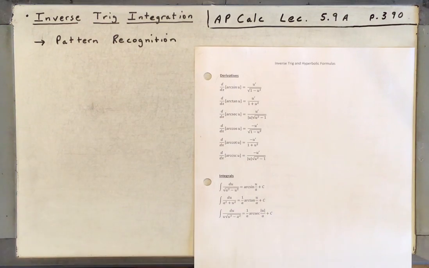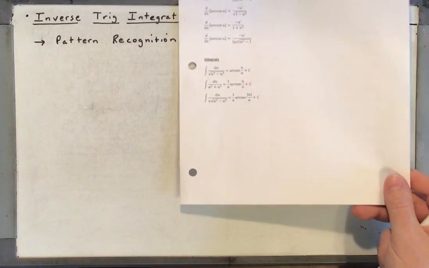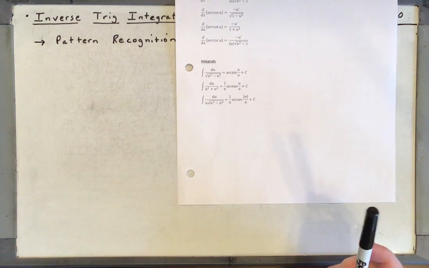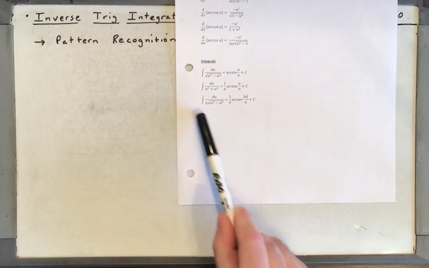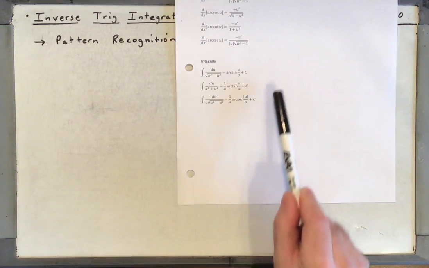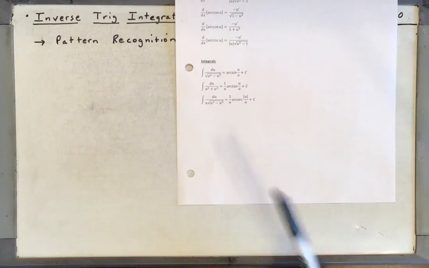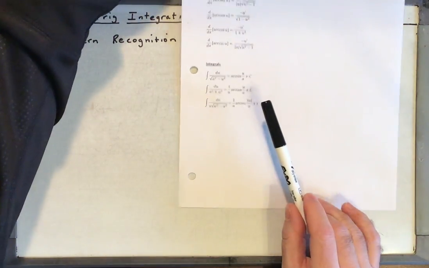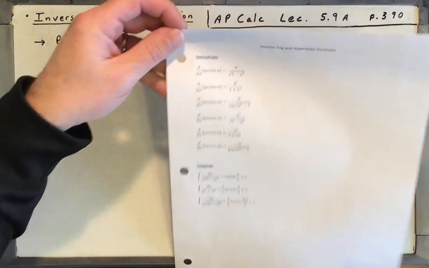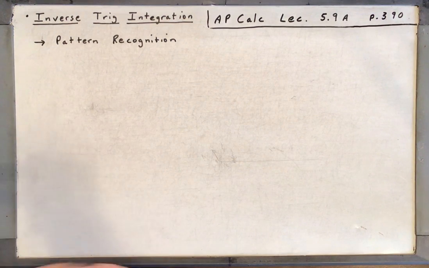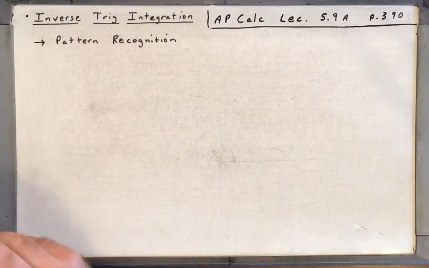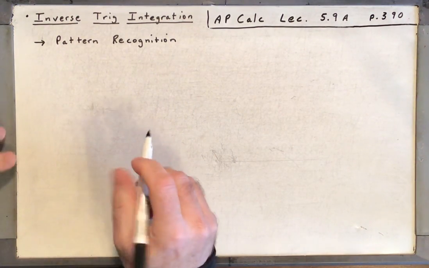Really, it just involves pattern recognition, and you want to have your inverse trig formula sheet, and we'll only be using these three formulas, at least for our new material. We might go back to the derivative formulas as well, and also, of course, use some of the things that you've learned in the past. All right, so let's just go straight into the example problem.